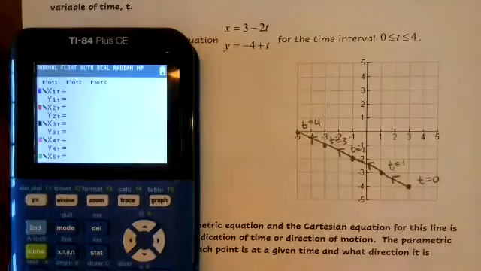Now when we go to our y equals, it gives me the opportunity to put in the x and the y part in there. So for x, I'm going to put 3 minus 2. And when I hit the key that we've always used for x here, it's going to automatically put a t since we've changed it to parametric mode.